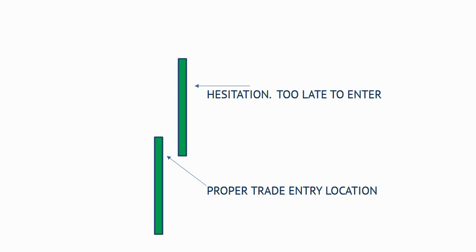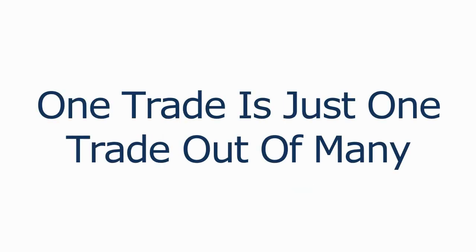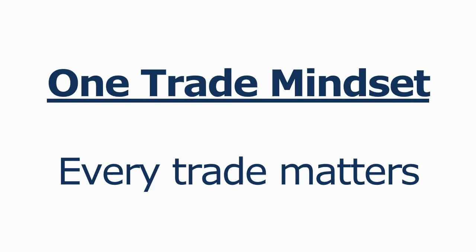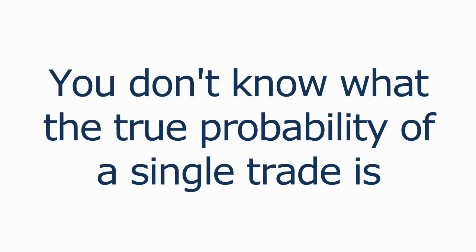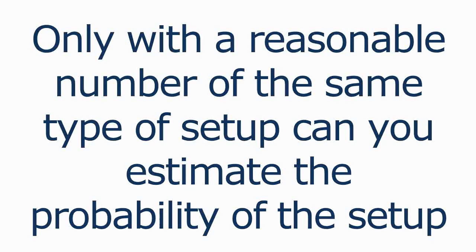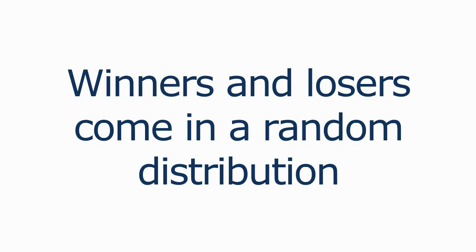Think of this as a self-imposed slippage limit that keeps you from entering outside a narrow band of price differential from the primary entry. Hesitating to take your setups and then jumping the gun stems from a mindset that many traders struggle to adapt, and that's the one trade mindset. The one trade mindset is that every single trade matters and needs to be a winner. But the truth is that you don't know what the true probability of a single trade is. Only with a reasonable number of the same type of setups can you begin to estimate the probability of the setup. Winners and losers come in a random distribution.